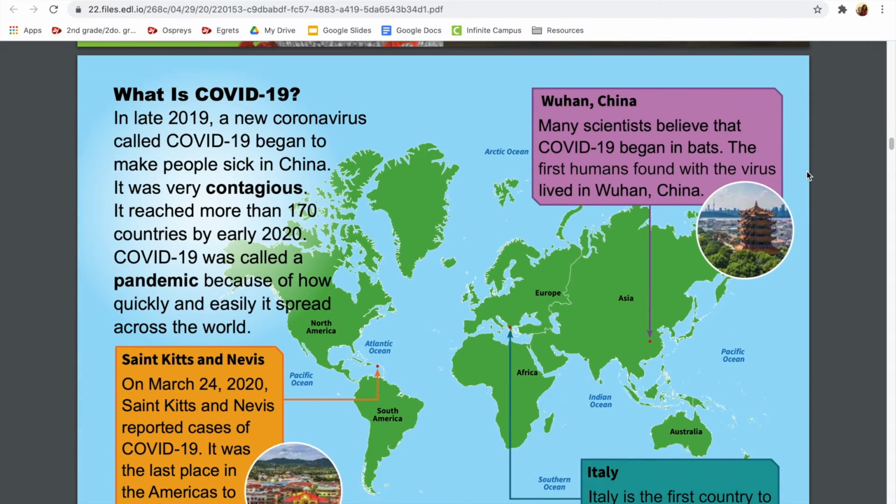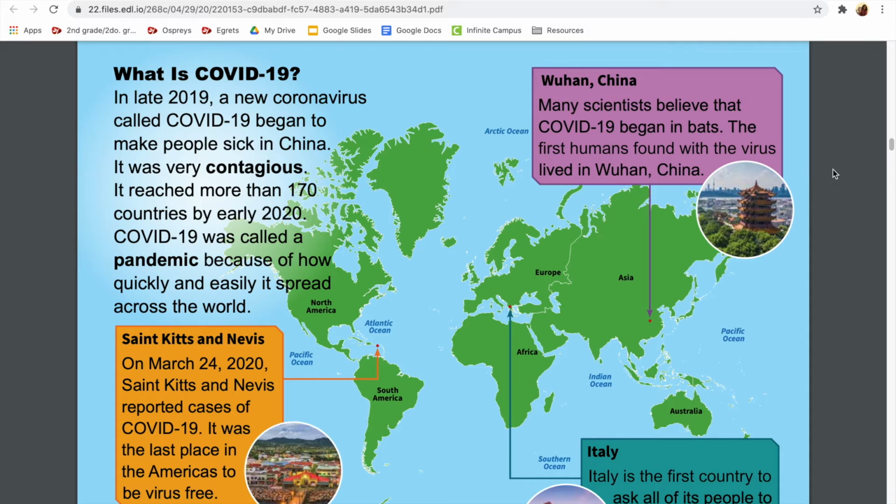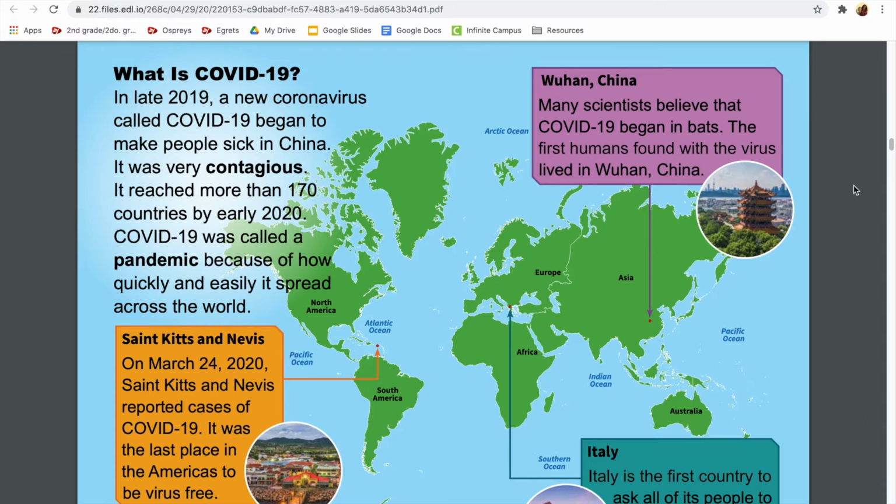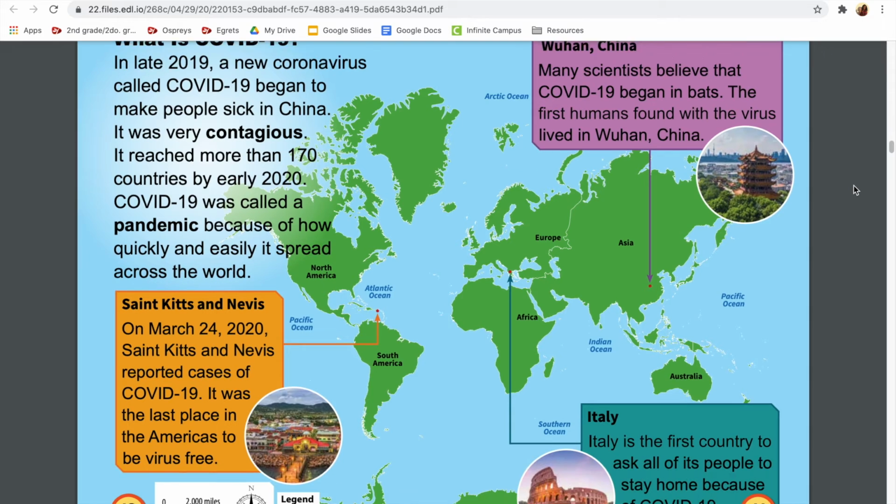So, what is COVID-19? In late 2019, a new coronavirus called COVID-19 began to make people sick in China. It was very contagious, which means it spread really quickly. It reached more than 170 countries by early 2020. COVID-19 was called a pandemic because of how quickly and easily it spread across the world. Wuhan, China. Many scientists believe that COVID-19 began in bats. The first humans found with the virus lived in Wuhan, China.